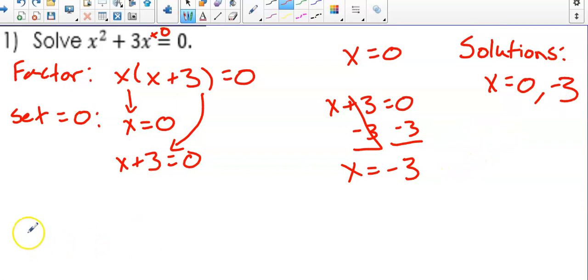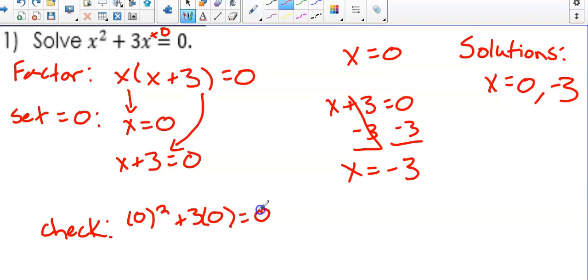Now, to check, we need to go back and plug those in. Okay, I'm going to start by checking 0. So 0 squared plus 3 times 0 equals 0. Okay, that's just 0 plus 0 equals 0. That's true, so I know 0 is a solution.